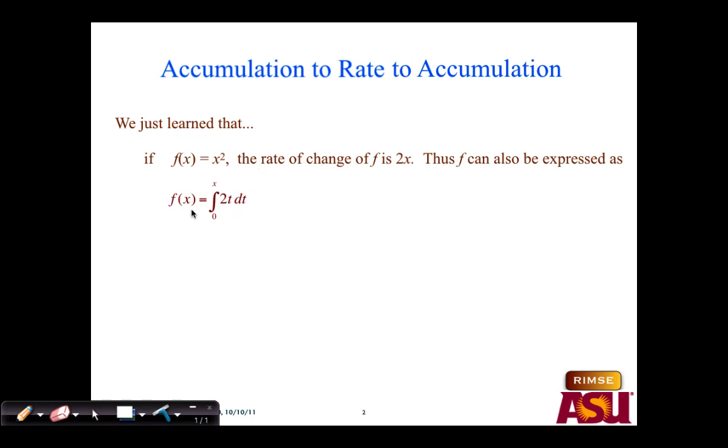But if I integrate or measure the accumulation due to rate 2t, so our mdx sort of expression, 2t times dt, we let t vary from 0 to x, I get a function that is a function of x, and I'll call this f because that's what it was. This is the rate of change of function f. If I measure the accumulation due to f's rate of change, I get f back when I'm done.